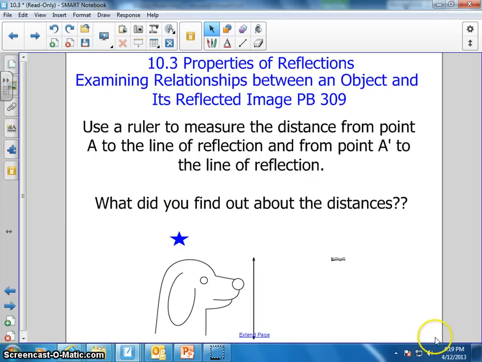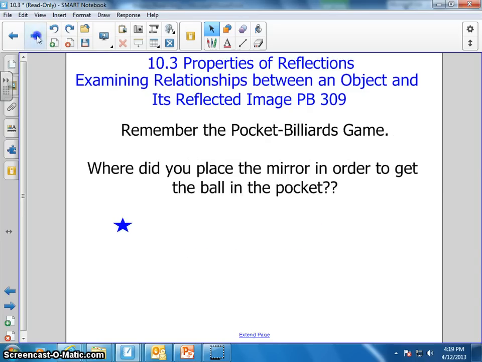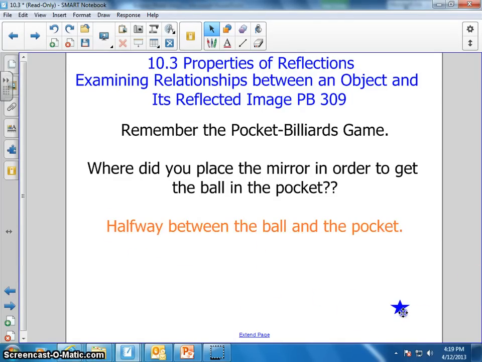So, what did you find out about these distances? If you had a ruler and if you had measured it, you would find out that they are the same. Remember the game we played in class today, the pocket billiards game? Where did you place the mirror in order to get the ball in the pocket? Well, you should have placed it halfway in between both the ball and the pocket, so exactly in the middle between these two points.